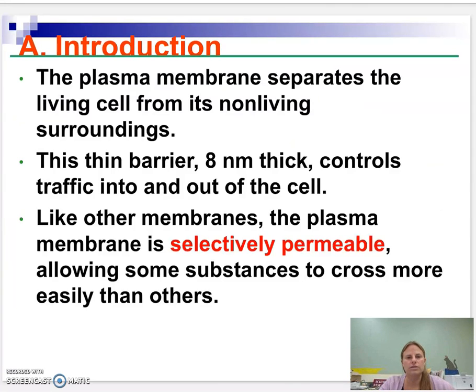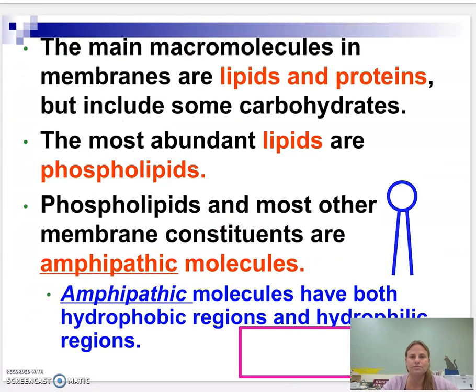Today I'd like to start our discussion on cell membranes. What's super important to remember about cell membranes is that they are selectively permeable. They determine what comes in and what comes out. So it provides a barrier between the inside of the cell and the outside of the cell, where the main macromolecules in the membranes are lipids and proteins, where the most abundant lipid is the phospholipid.